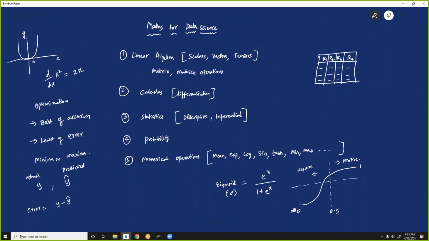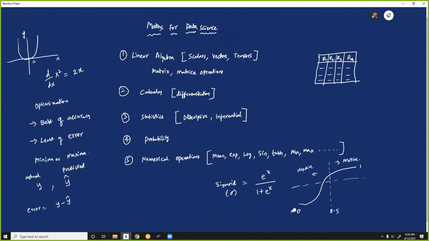Then we will be getting into statistics. Specifically, we'll be talking about descriptive and inferential statistics. We will also touch on probability, and in the end, we will also look at different kinds of numerical operations which will be performed, because all these are number data. So I'm doing a lot of transformations, a lot of mathematical functions. So all those things will be covered.